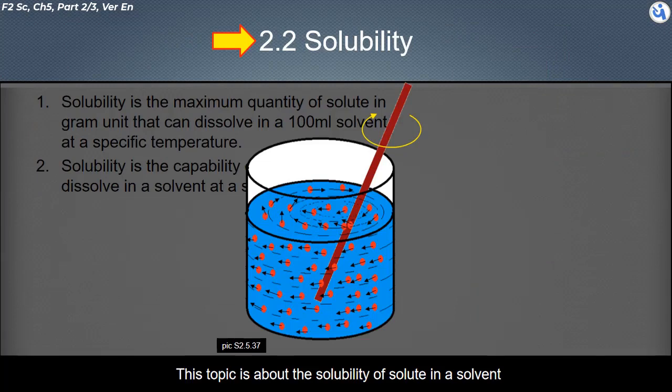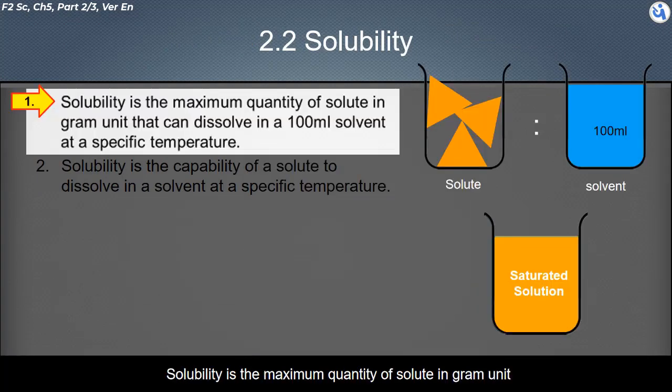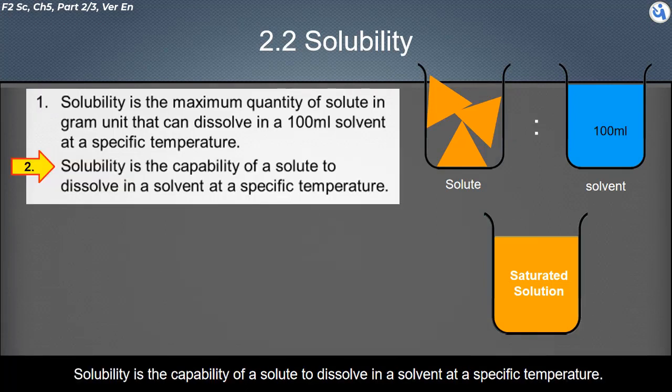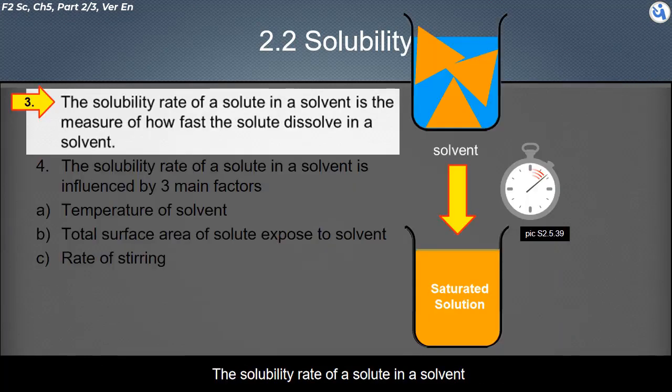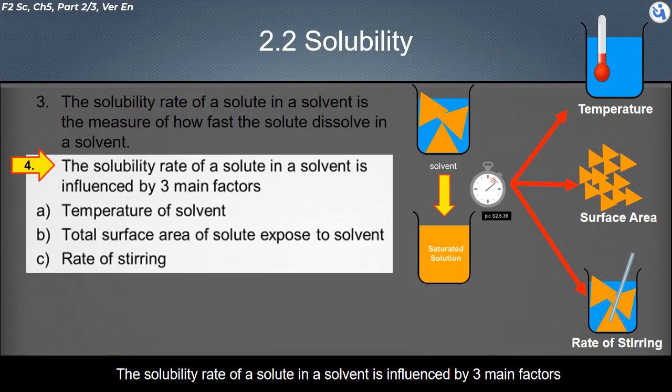This topic is about the solubility of solute in a solvent. Solubility is the maximum quantity of solute in grams that can dissolve in 100 ml of solvent at a specific temperature. The formed solution will be a saturated solution. Solubility is the capability of a solute to dissolve in a solvent at a specific temperature. The solubility rate of a solute in a solvent is the measure of how fast the solute dissolves in a solvent. The solubility rate is influenced by 3 main factors.